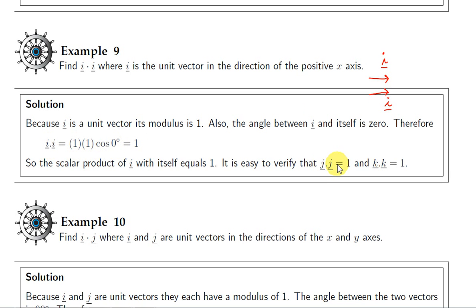And the same is true for j dot j. The magnitude of j is 1. This is a unit vector in the positive y direction. And the angle between j and itself is 0. Similarly for k dot k, where k is the unit vector in the positive z direction.